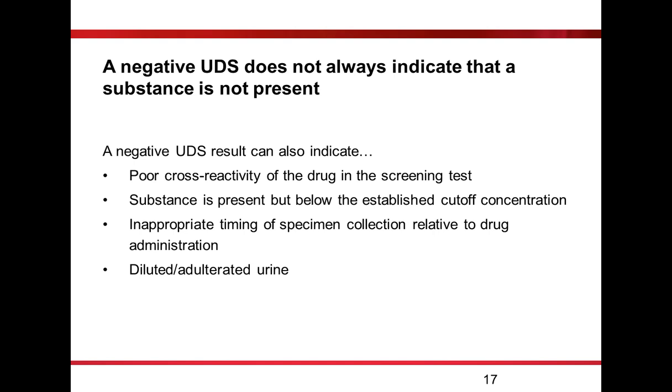So some food for thought then. A negative urine drug screen does not always indicate that a substance isn't present, right? It can also indicate that there's just poor cross-reactivity of that particular substance in that screen, that the substance is present, it's truly there, but it's just below the established cutoff concentration, that the specimen was collected at a less than optimal time relative to drug administration, so you're not able to detect as much of it, or that the specimen was somehow diluted or adulterated in a way that prevents it from being measured.